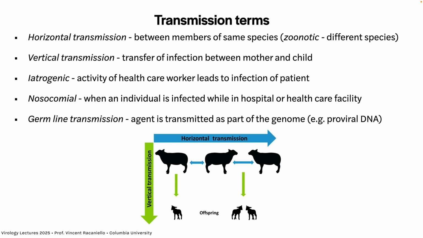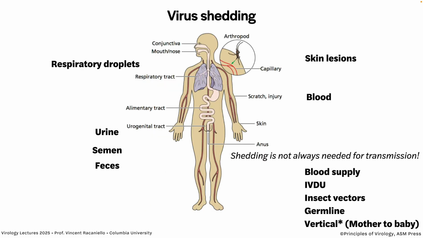Okay, vertical is mother and child. Here we go. Mother and child, vertical transmission. Iatrogenic. A healthcare worker gets you infected, something a healthcare worker does. And nosocomial is when you get infected in the hospital or a healthcare facility, which happens way more than you know. It's really a big problem. Healthcare-associated infections. And finally, germline transmission. Right? The agent is transmitted as part of the genome. Proviral DNA of retrovirus is integrated. It can be transmitted to offspring. Those are the transmission terms that I'd like you to know.